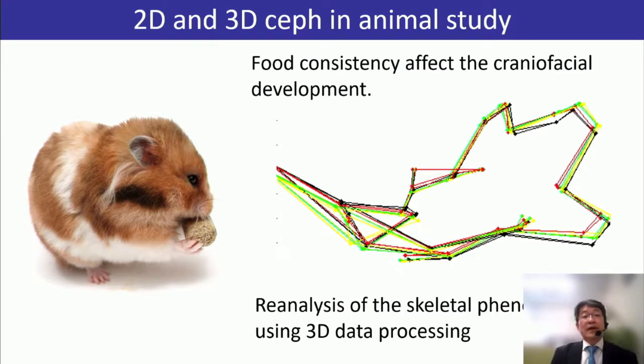Anyway, I'm also showing other examples in animal studies. It is established that a soft food diet affects craniofacial development. But such previous studies were based on 2D radiographs, and the findings were based on linear or angular measurements of reference points. So we reanalyzed the skeletal phenotypes in this experiment.